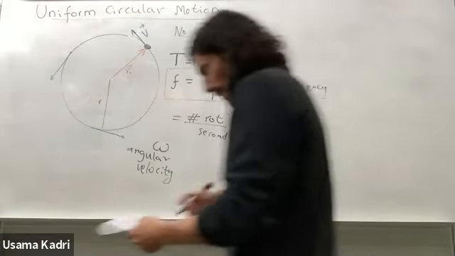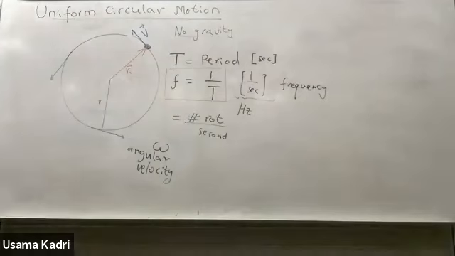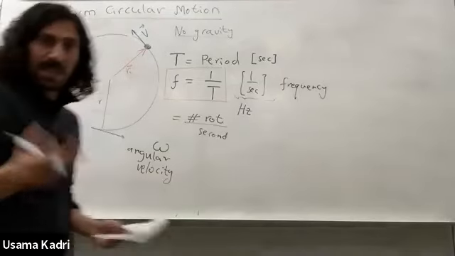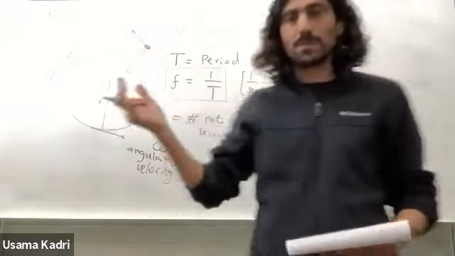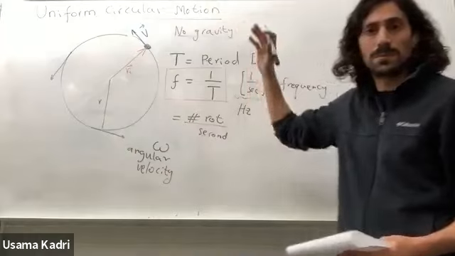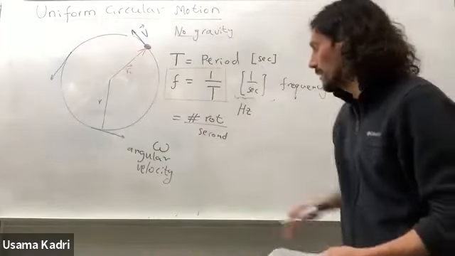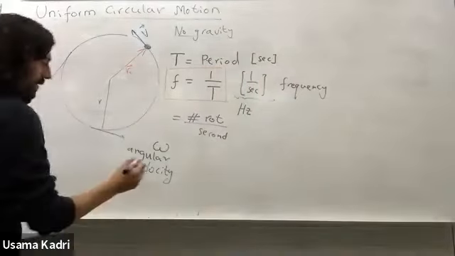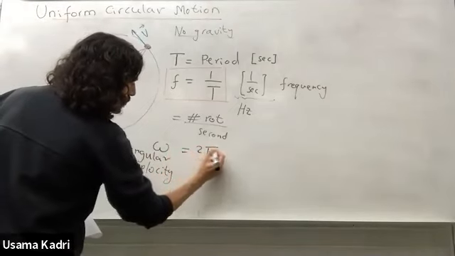And the angular velocity would be not how many meters per second as we had before, but it's in radians now. Okay, so that's why you'd have 2 pi. So you'd have 2 pi over T.